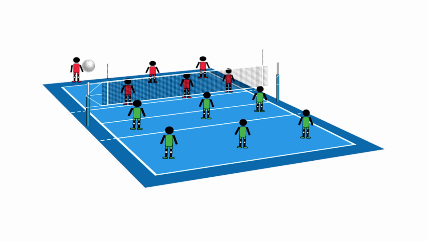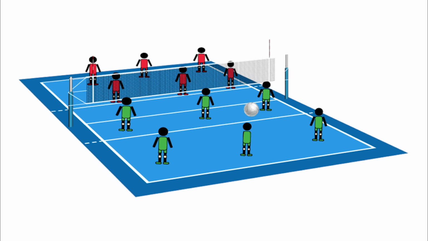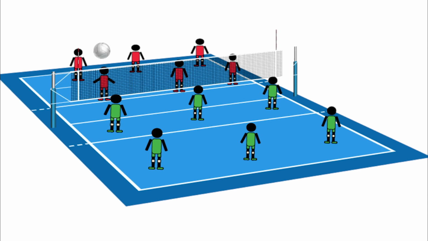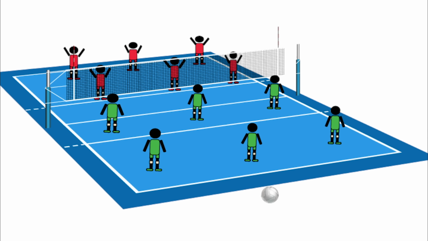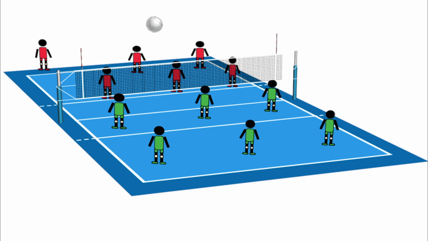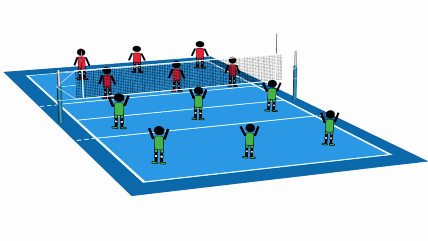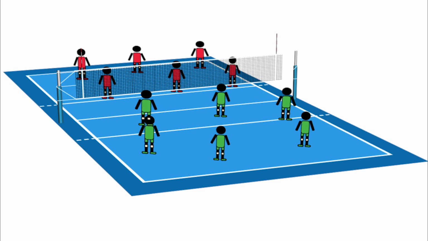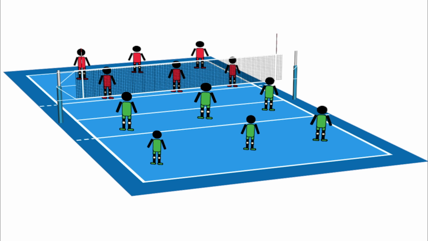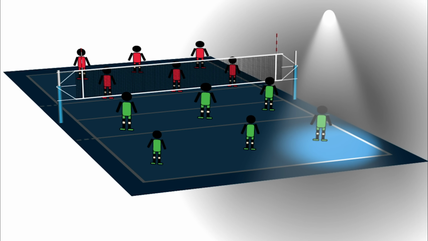Once the ball is served, both teams would play it out. If the team that served wins the point, they would continue serving until they lose a point. But if the team that didn't serve wins the rally, all players on that team would rotate one position to the left. And then the player in position 1 would serve.